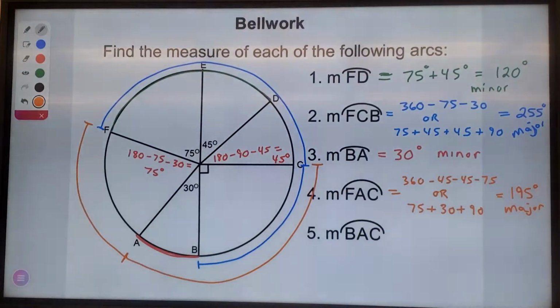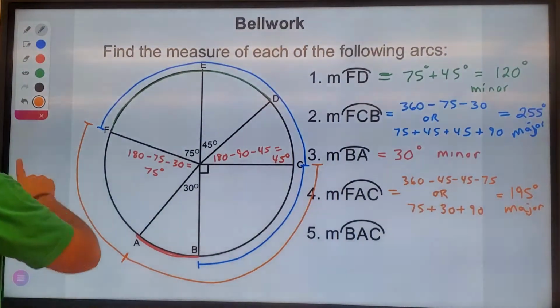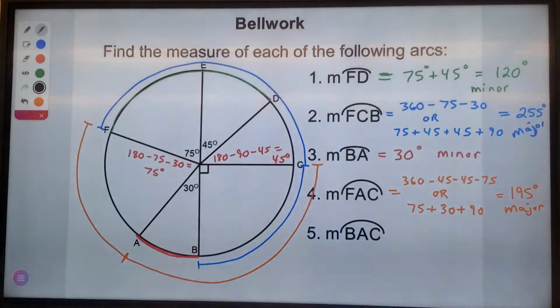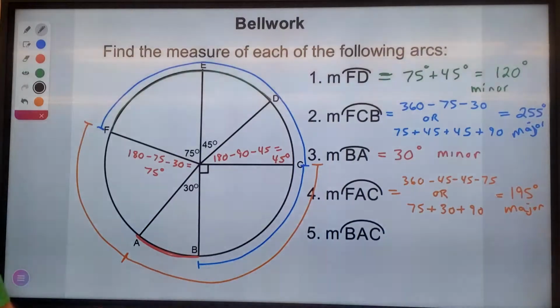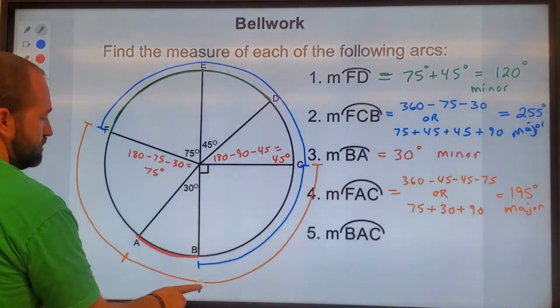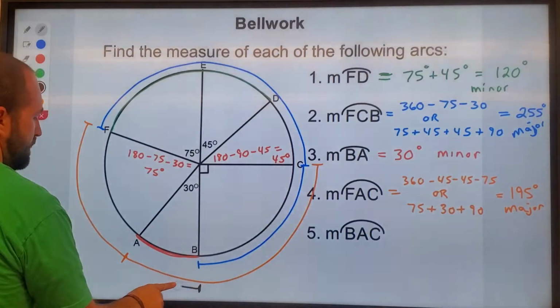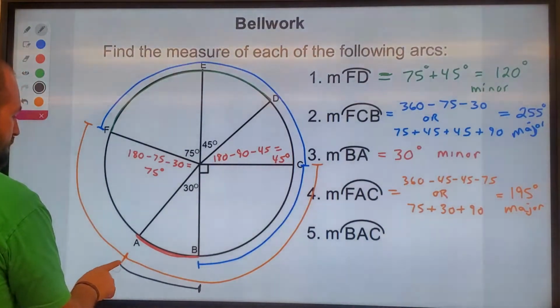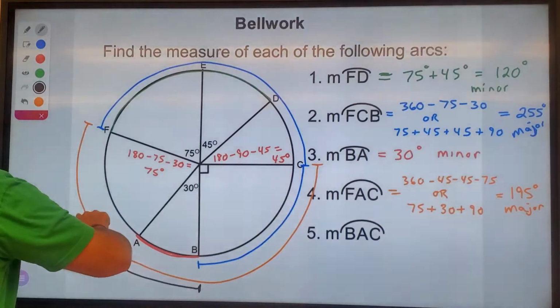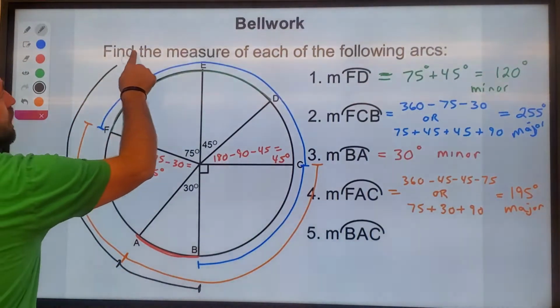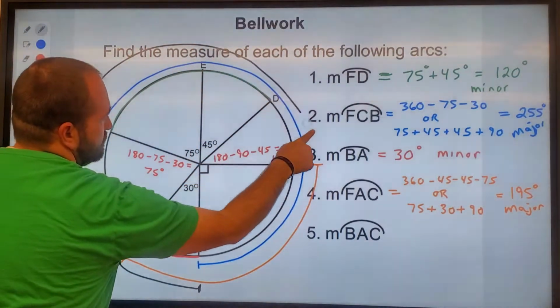Okay, and for the last one, let's see what color. We can do black, I guess. From B to A to C. So I'm going to go from B here. I'm going to come around this way now because A is the next one up here, right there. And I'm going to continue all the way back around to C.